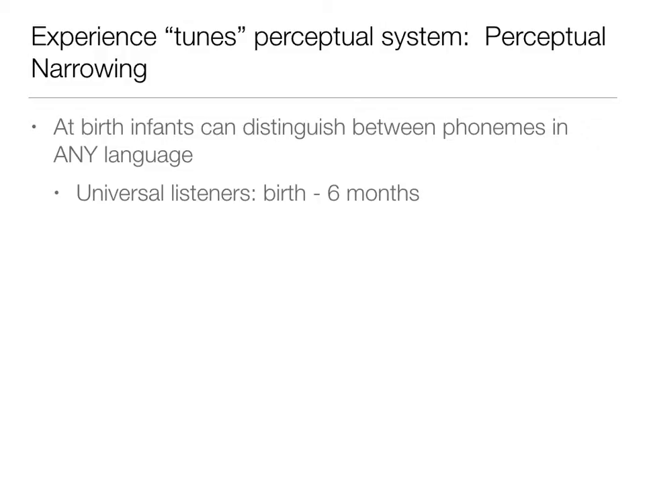So again, we talked about this already, that at birth, infants can really distinguish between phonemes in any language. They can tell the difference between these phonemes, they're born with this. This is an innate ability. So they really are universal listeners, and they really have that capacity up until about 6 months of age.